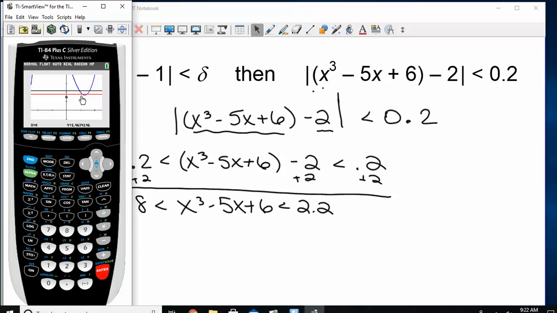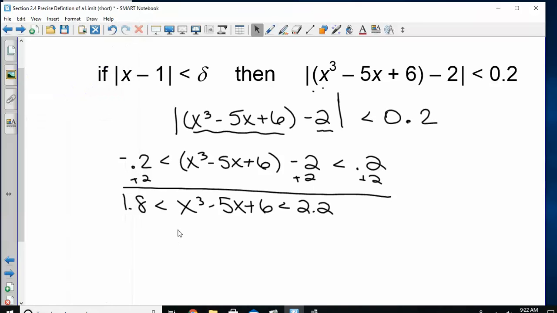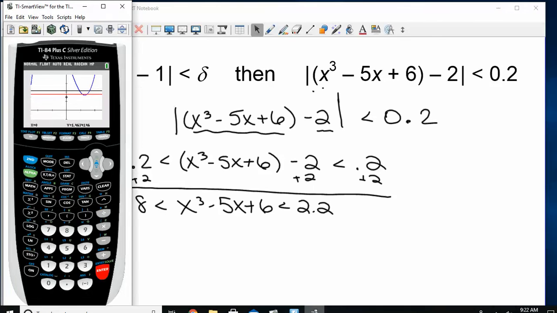we need to find the x values that make it fall in that window, because I'm looking at the distance between x and 1. The absolute value of x minus 1. So that's why I'm choosing that section that's centered around 1. If I was doing as x approaches 1.5, you would be looking at this section over here. Does that make sense? So I need to find those points where my horizontal line meets my curve.